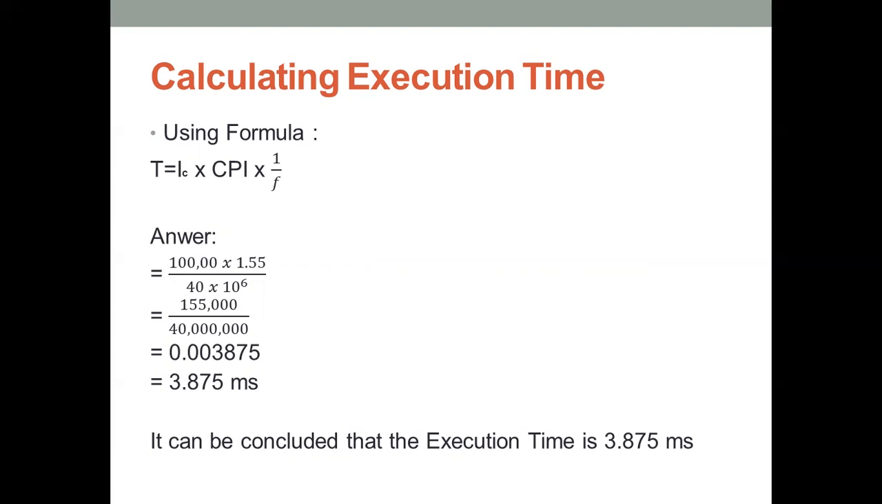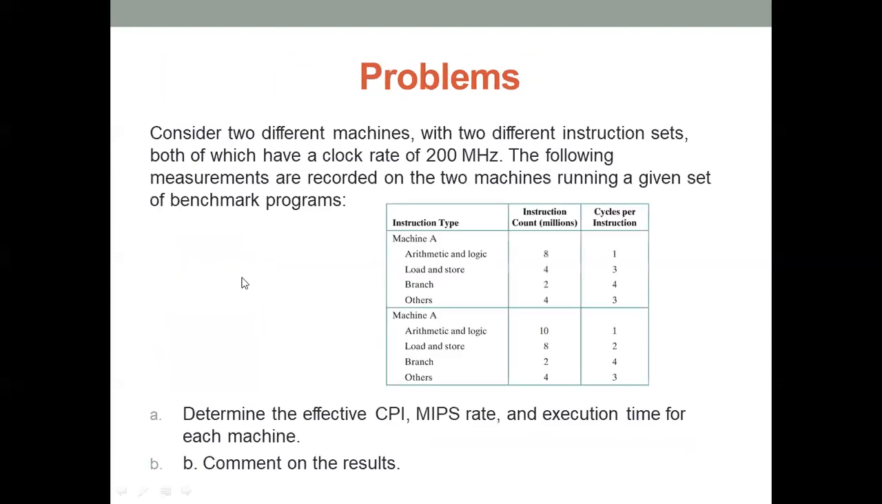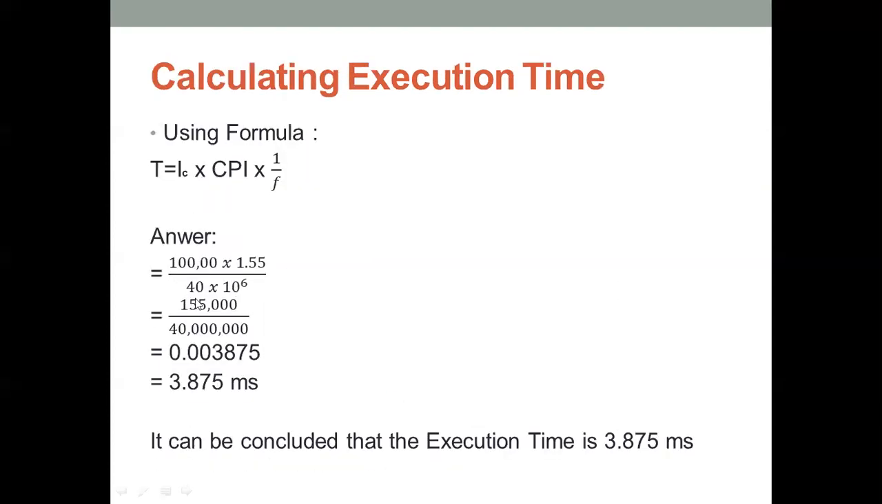Next is calculating execution time using the formula T equal to IC multiplied by CPI and multiplied by 1 divided by F. So the answer is here. Using this formula, we calculated the execution time and got 3.875 ms, or it can be concluded that the execution time is 3.875 ms.